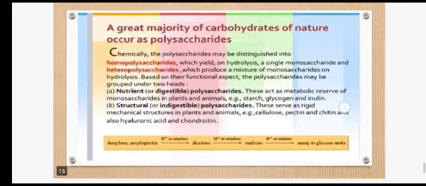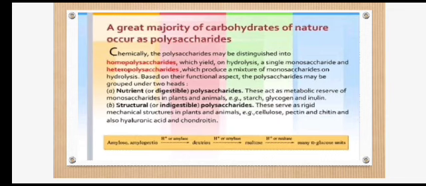A great majority of carbohydrates in nature occur as polysaccharides. Chemically, polysaccharides may be distinguished into homopolysaccharides and heteropolysaccharides. Homo means same, which yields on hydrolysis a single monosaccharide, and hetero produces a mixture of monosaccharides on hydrolysis. Based on their functional aspects, polysaccharides may be grouped under two heads: nutrient or digestible polysaccharides, and structural indigestible polysaccharides.